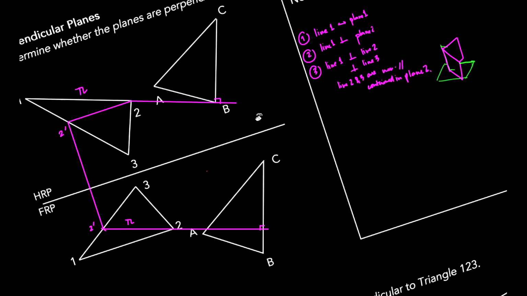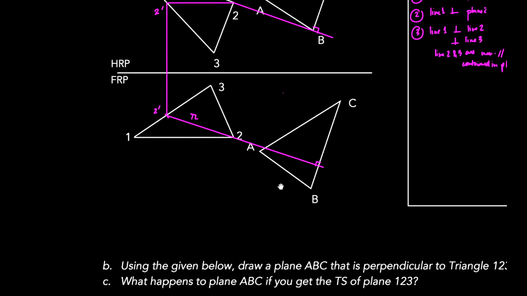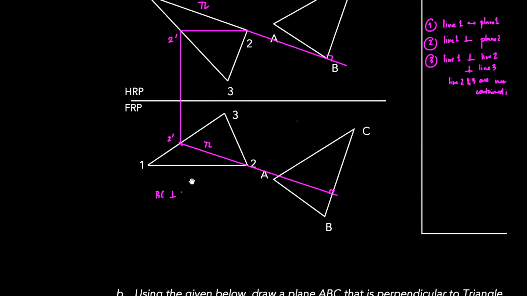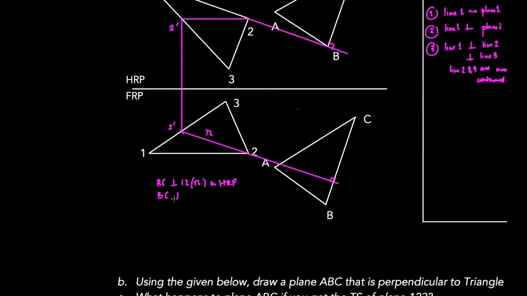So, let's formulate our proof, no? So, BC is perpendicular to 1, 2, which is TL in HRP. Okay? That's our first proof. BC is also perpendicular to 2, 2 prime, which is TL in our, ano ba tawag? BC in FRP. Therefore, BC is perpendicular to 1, 2, 3. Tama? Is perpendicular to 1, 2, 3.